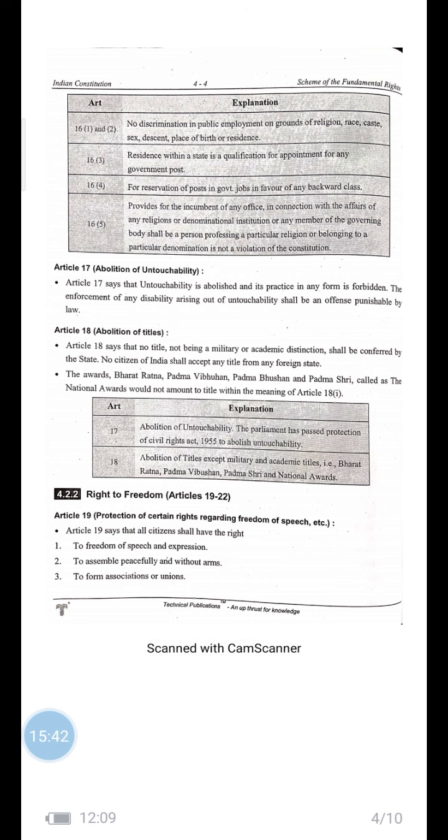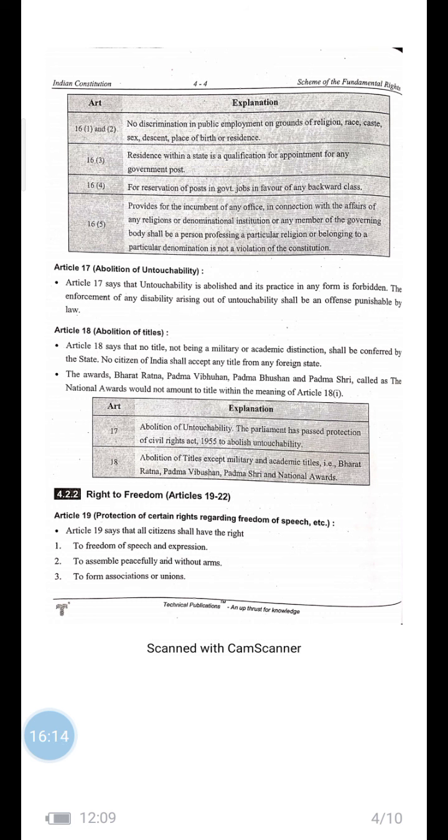Then next is the right to freedom. In the right to freedom, Articles 19 to 22 are considered. The first article is 19. Article 19 says the protection of certain rights regarding the freedom of speech. Okay. First of all, we as Indians have the right to speak. So in this article, they consider this right. So let's see.